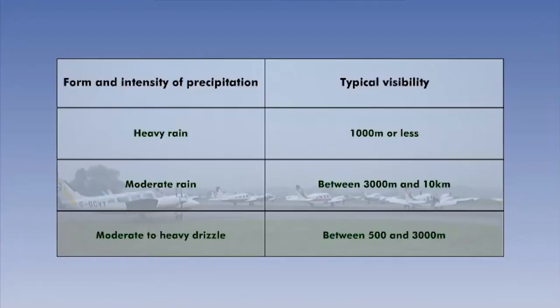The reduction of the met visibility in rain will also depend upon its intensity. Typical met visibility, as low as 1,000 meters or less, can occur in heavy rain, with between 3,000 meters and 10 kilometers in moderate rain. Drizzle can reduce the visibility to a greater extent than rain, due to the large number of drizzle droplets present. Somewhere between 500 and 3,000 meters is not uncommon.